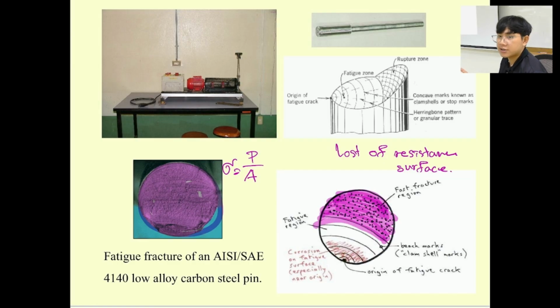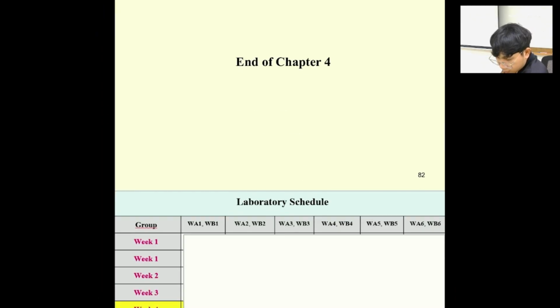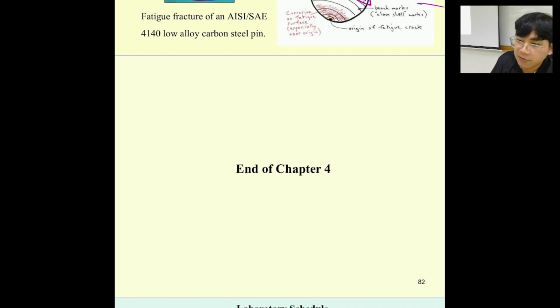and then poop, the resistant surface disappears when the crack opens, and then at another point disappears, and another point disappears like this, and then when the remaining surface cannot resist the load, it fails like a brittle material. Okay, it just pops and then fails. Okay, so this is fatigue, and we are at the end of chapter 4.